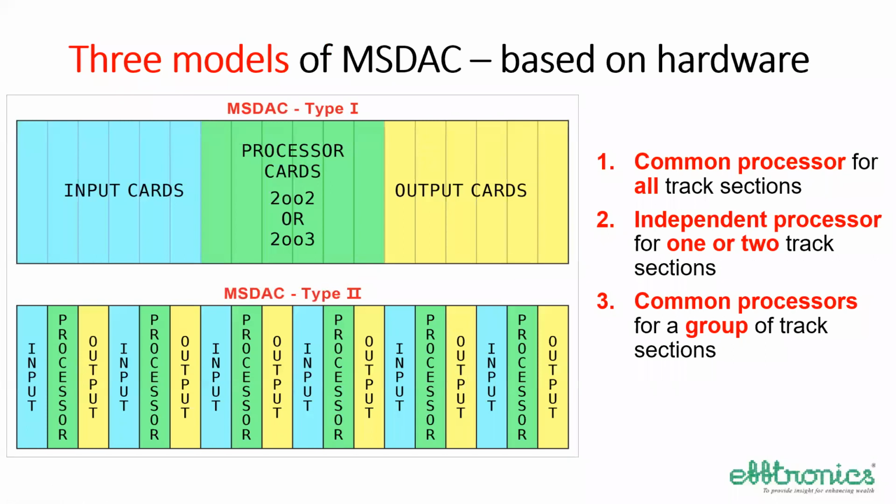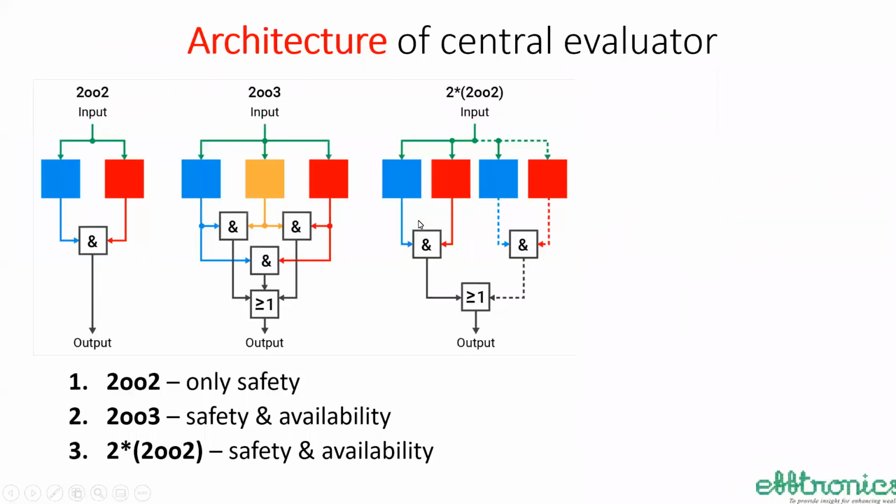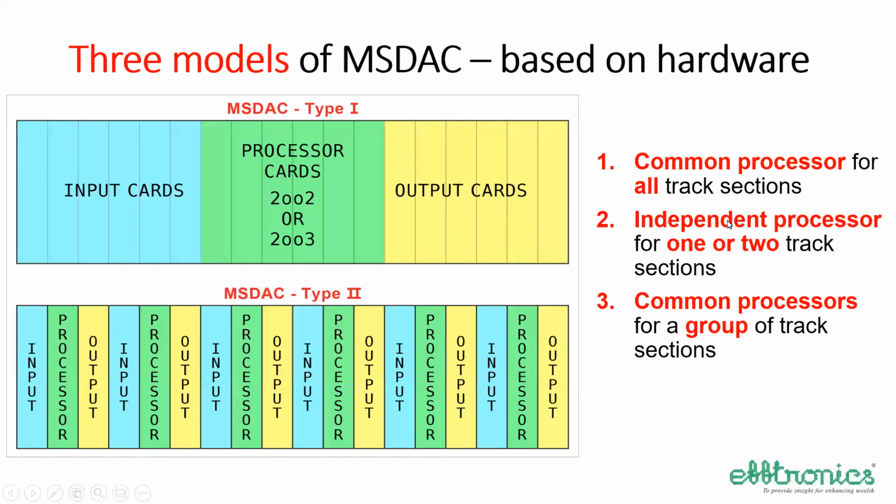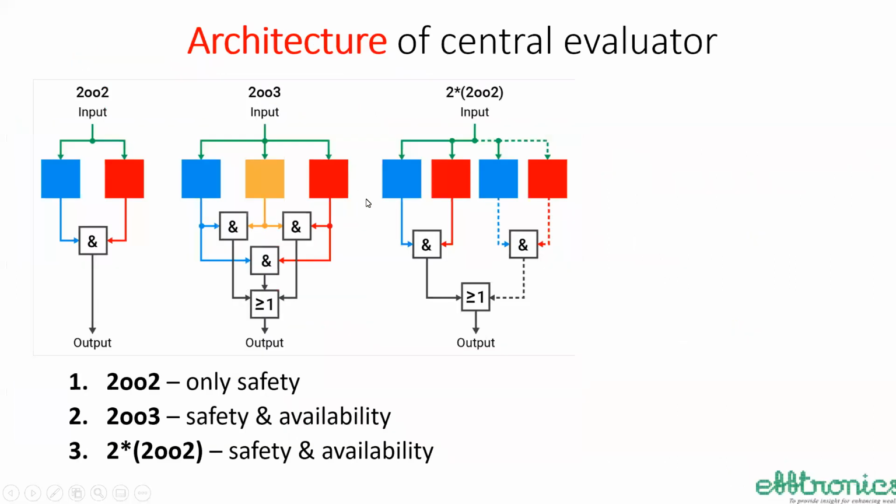This is what actually input cards and architecture when you have seen 3 models. Common processor for all track sections. Now coming to the processor cards. What we have seen is the architecture of the processor cards.